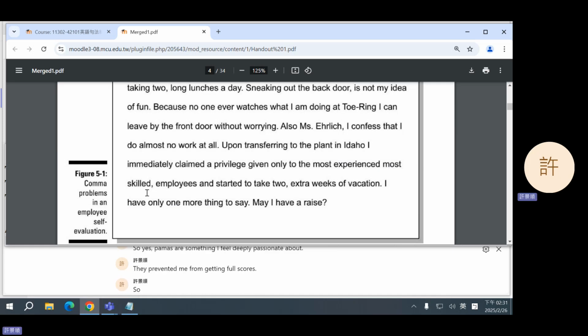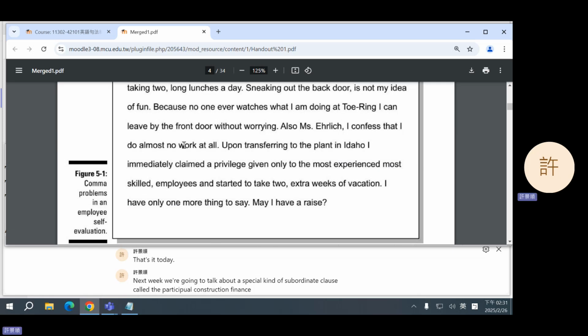So it's very likely that a comma question will appear on the midterm exam. I have not yet written the exam, but it's very likely. Okay, that's it today. Next week, we're going to talk about a special kind of subordinate clause called the participial construction, 分词构句. You can look forward to that next week.